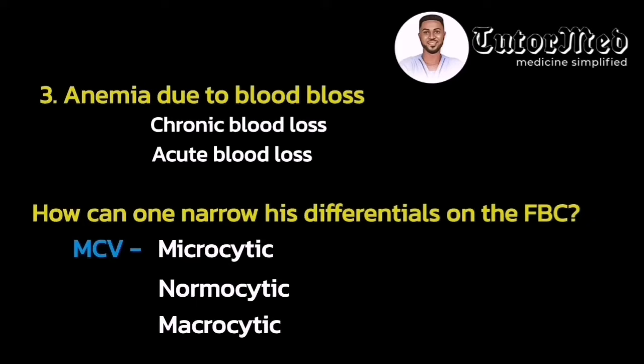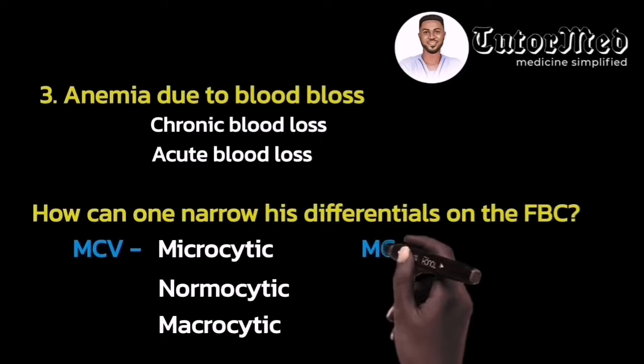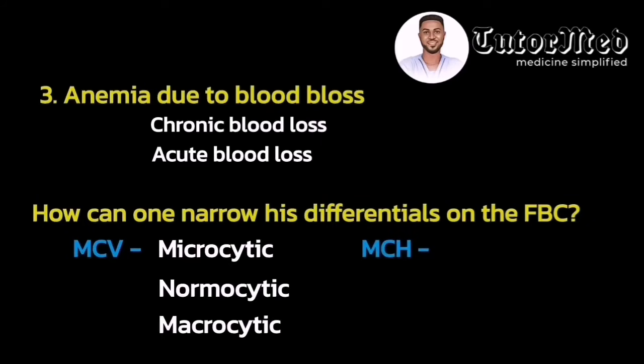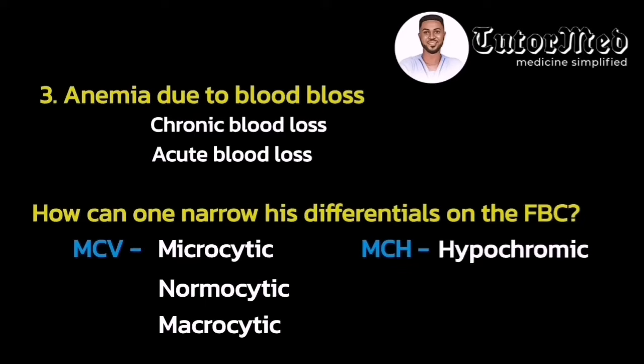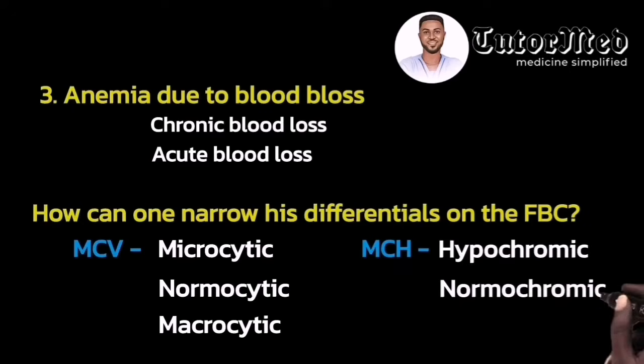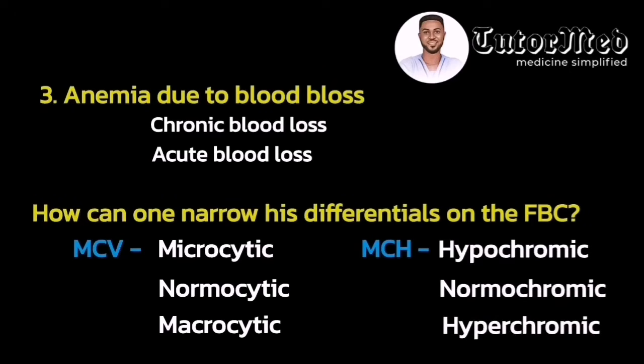And then using the MCH, which has a range of 27 to 36 picograms, we describe the cells as hypochromic when the MCH is less than 27, normochromic when it is between 27 and 36, and hyperchromic when it is above 36.